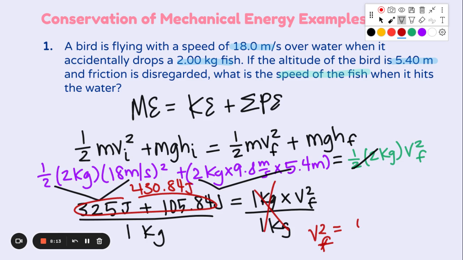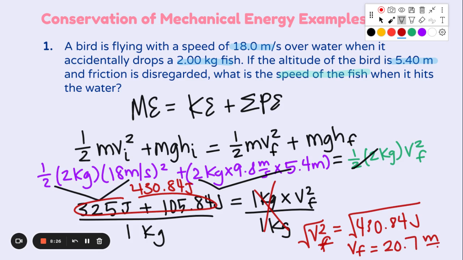So I have left V squared final is equal to 430.84 joules. And I'm going to square root that because your V is squared. So your velocity final is equal to 20.7 meters per second. So big honking problem to get that. So you really just have to make sure you're plugging in everything correctly and work slow, and that's okay. Let's do the next one.